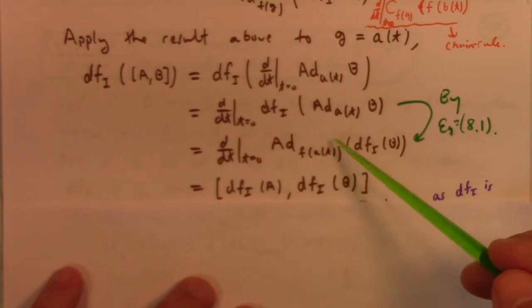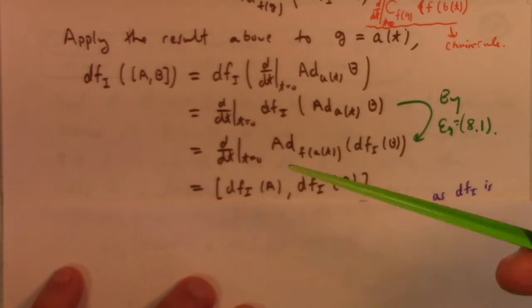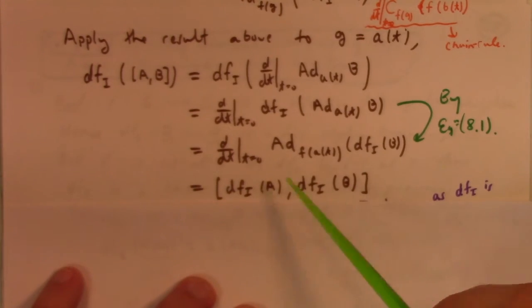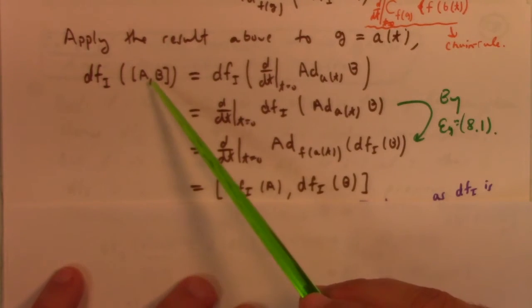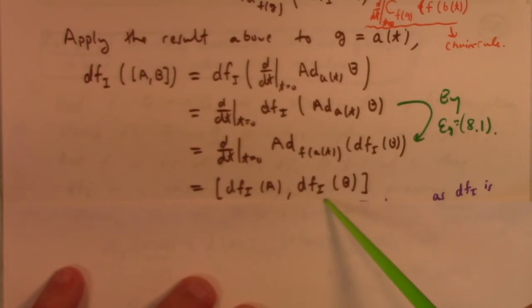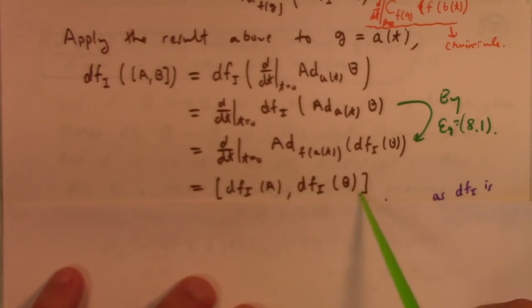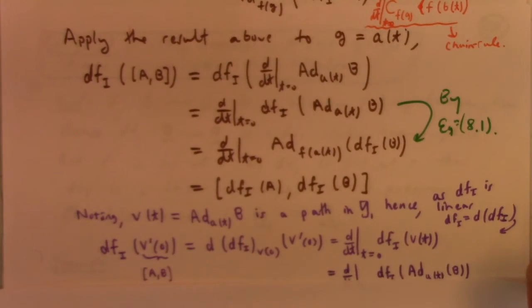And then this is exactly the, well, but what is this? Again, applying the definition of the adjoint, I mean, the definition of the Lie bracket as it relates to the adjoint, this is the bracket of df_I of A and df_I of B, respectively. But hey, that's exactly what we set out to prove, that the differential is a Lie algebra homomorphism. See, it's taken the bracket here to the bracket over here. Now, df_I, of course, lands in the tangent space at the identity of G2, which is g2. In other words, this is the Lie bracket in g2. This is the Lie bracket in g1. And there you have it.